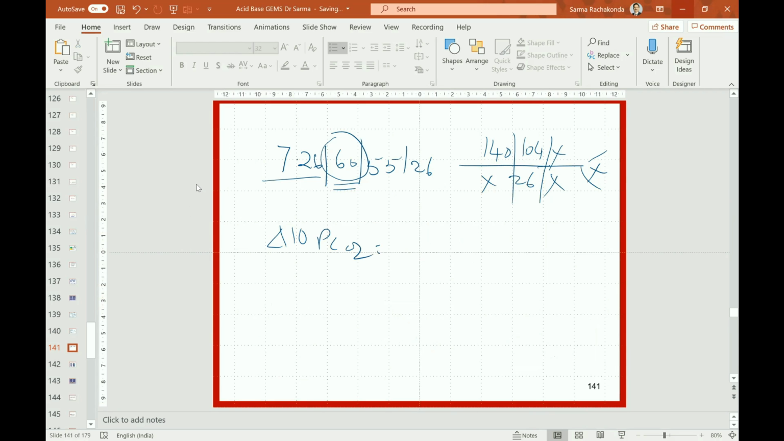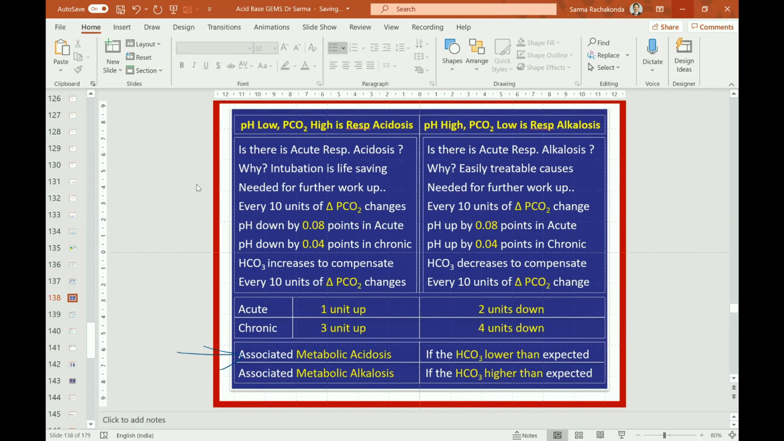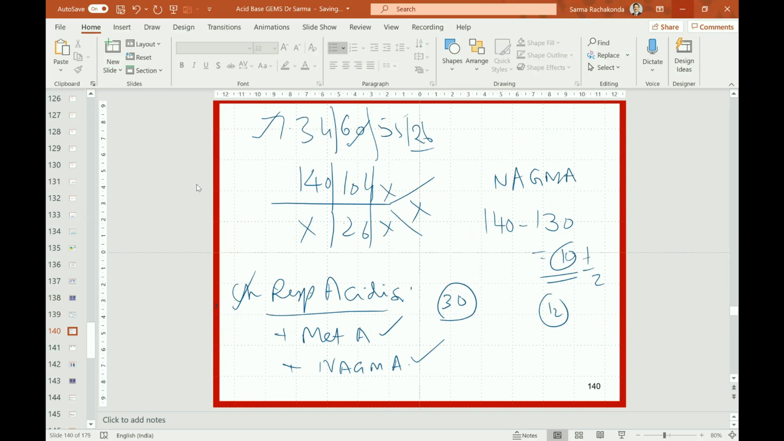If it is acute, it is 1. If it is chronic, it is 3. 1, 2, 3, 4, the table. You remember? 1, 2, 3, 4. If it is acute, since we are dealing with acidosis, we expect 1 unit up. If you are dealing with alkalosis, you have to look at these. Now 1 unit up it should go.